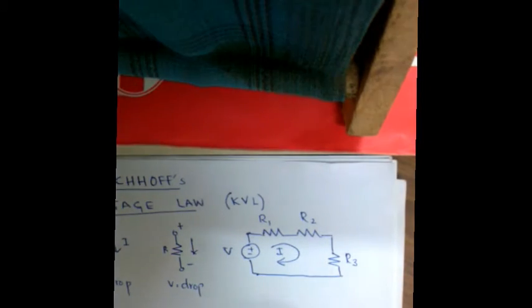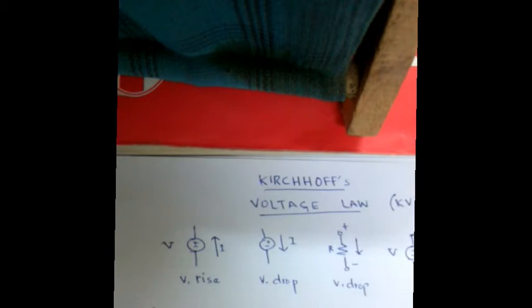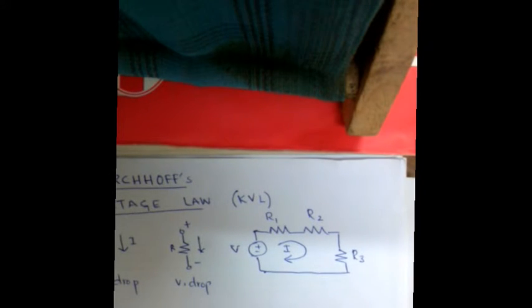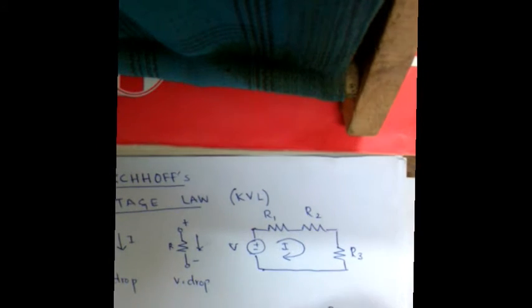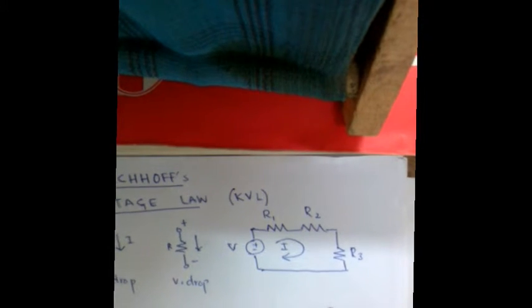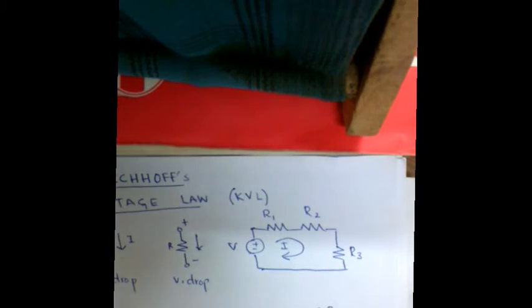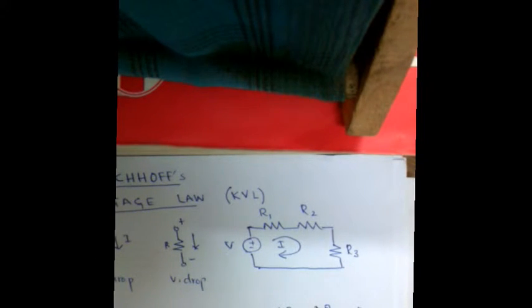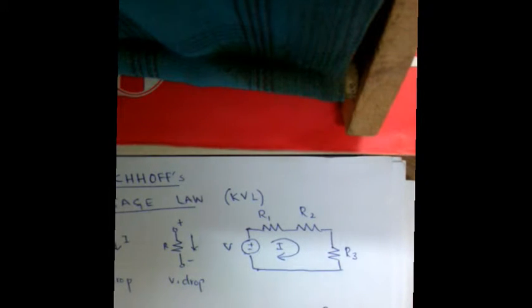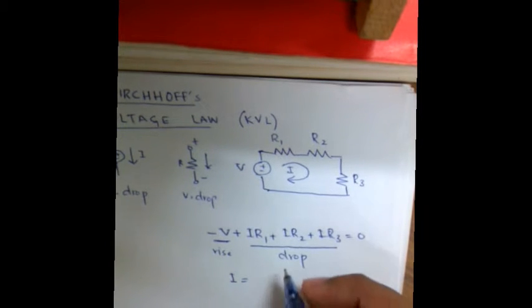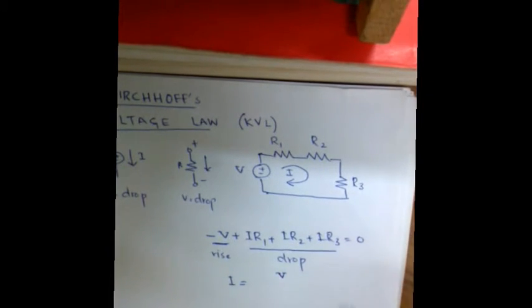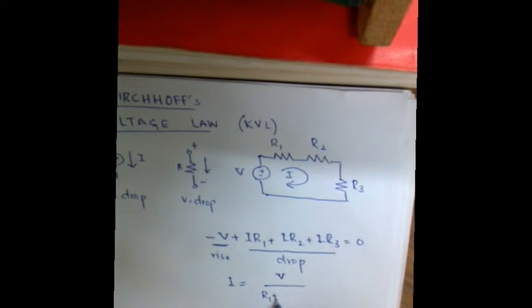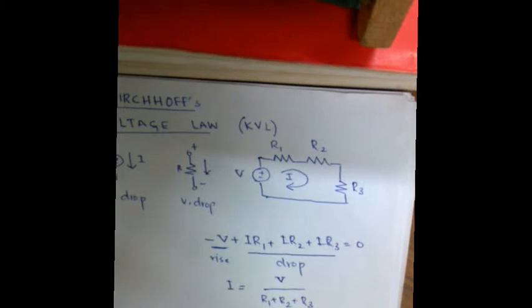This is the voltage rise, therefore having a negative sign, like I explained to you, and these 3 are voltage drops, therefore having a positive sign. So we can calculate from this simple equation. We can calculate current as V over R1 plus R2 plus R3.